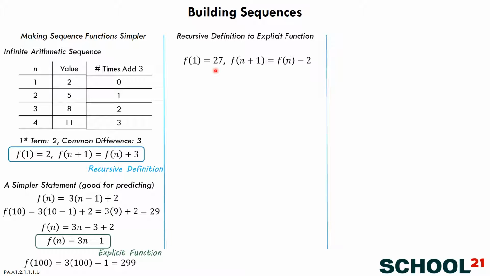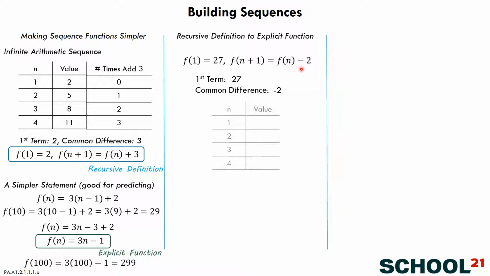The first term is 27. Perfect. And tell me what this part means here. Let's see. So to get to the next term, you would get the current term minus 2. Right. So what's the common difference then? Minus 2. Good. And that's excellent that you said minus 2 or negative 2, because you want to really pay attention to that symbol here. So we can say the first term, as you said, is 27, and the common difference is negative 2.